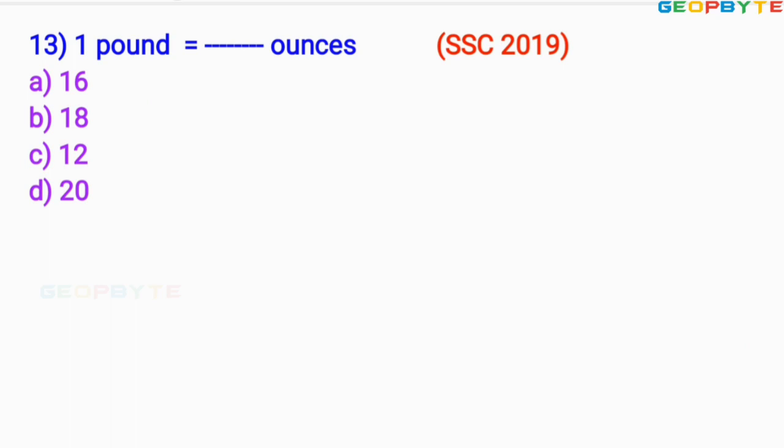Look at the 13th problem asked in 2019 for SSC exam. 1 pound is equal to dash ounces. Dear friend, remember 1 pound is equal to 16 ounces. Therefore, option A is absolutely correct. Let's go for the next problem.